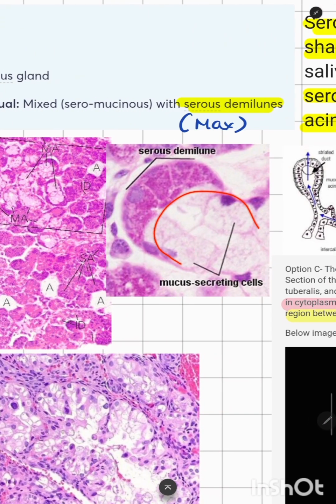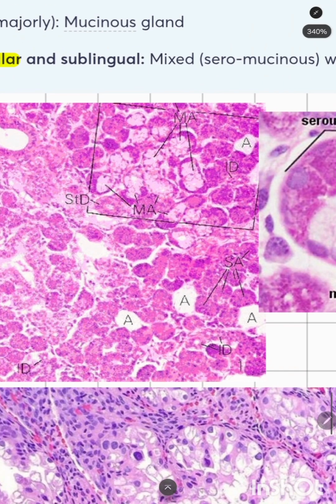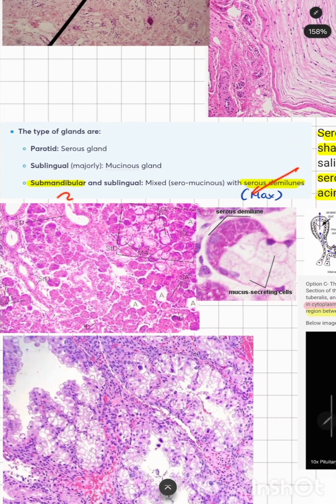Okay, this is mucous acini. Surrounding that you have serous acini. So this is known as serous demilune. So mucous acini, surrounding that there is serous demilune. So this is maximally found in submandibular gland. Also it is found in sublingual, but maximally it is found in submandibular gland.